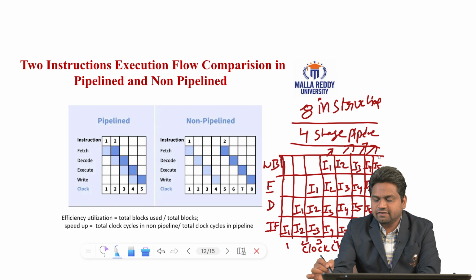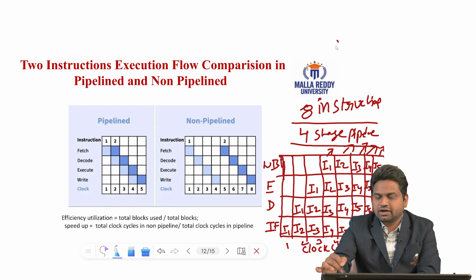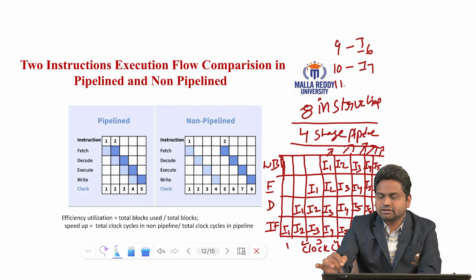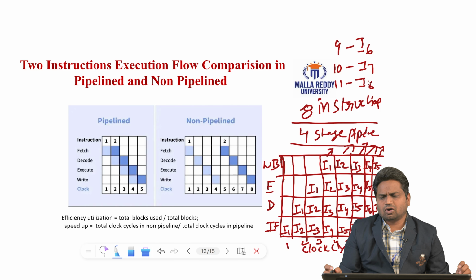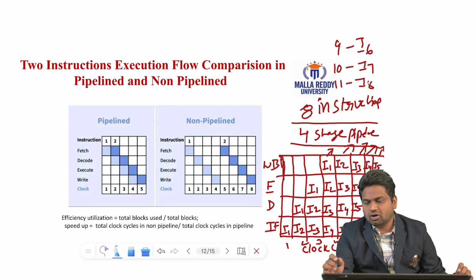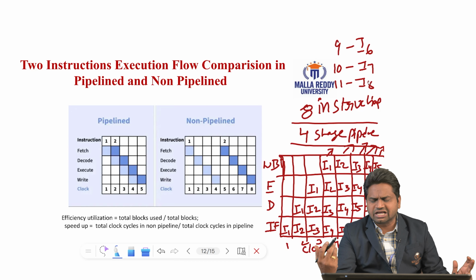Now, I5 will execute at the 8th clock cycle, and at the 9th clock cycle I6 will execute, at the 10th clock cycle I7 will execute, and at the 11th clock cycle I8 will execute. So within 11 clock cycles itself, all 8 instructions are executed.